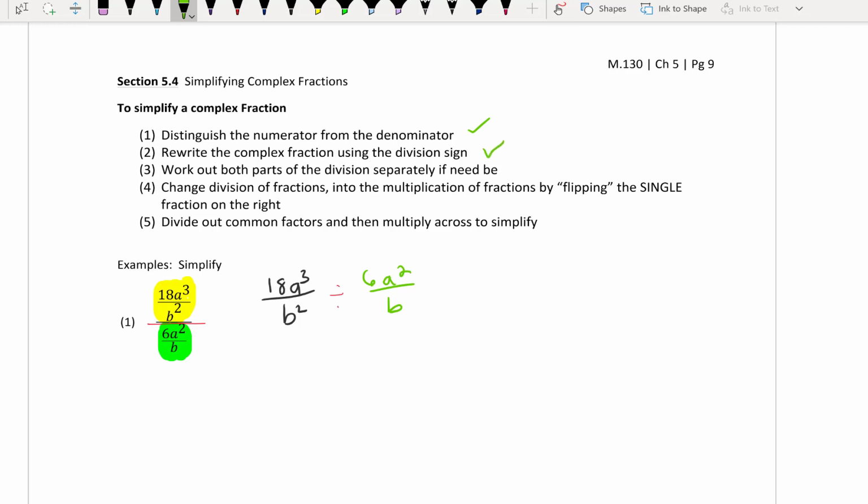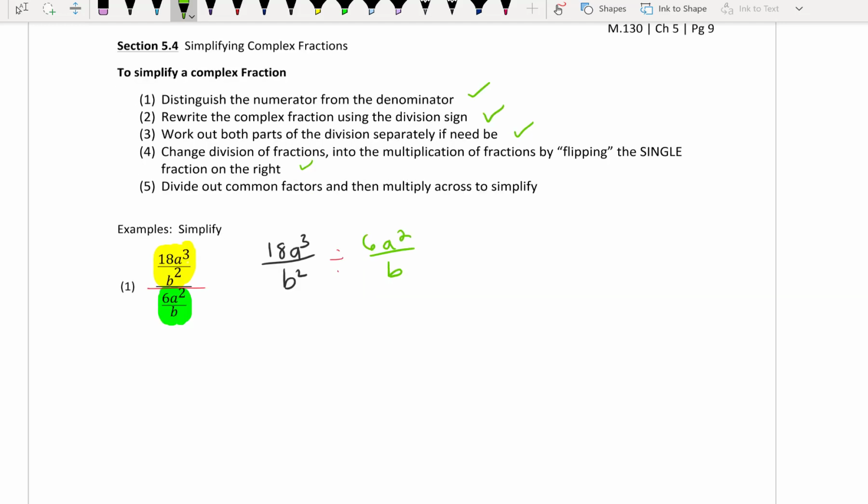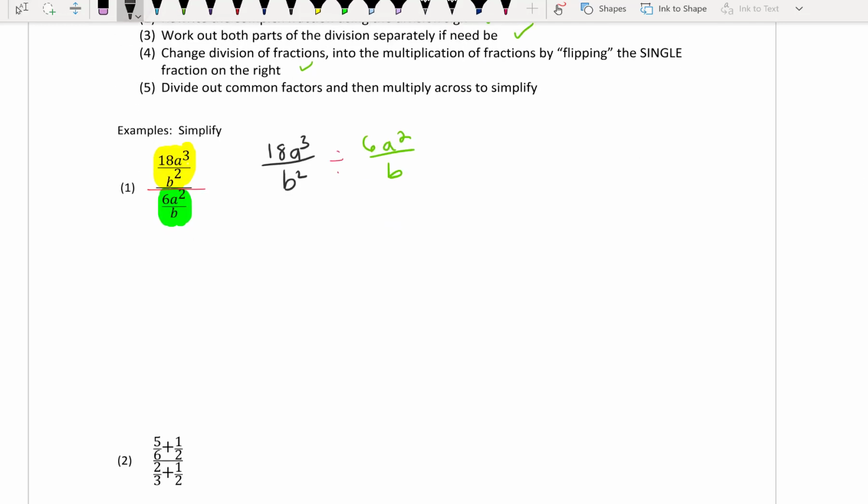And now it says work out both parts of the division separately if need be. Okay? And change the division of fractions into the multiplication of fractions by flipping the single fraction on the right. So change it into multiplying a fraction. So I really have 18a to the third over b squared that's being multiplied, and now I do the reciprocal, b over 6a squared.